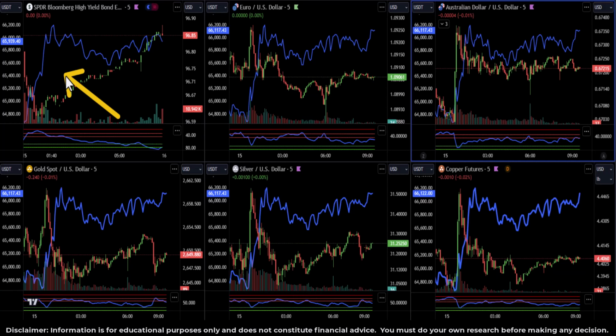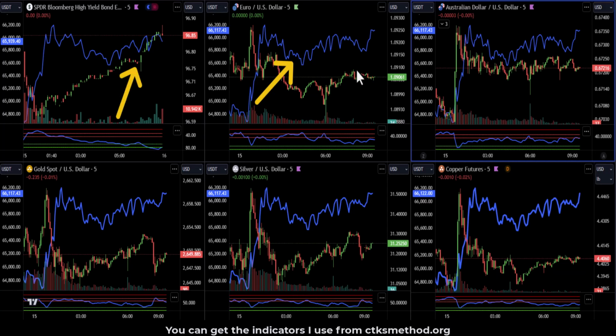Swapping across to row 2, we can see junk bonds, the euro dollar, the Aussie dollar, gold, silver, and copper. And what do we notice here? The upward trajectory in junk bonds. This means that greed is entering the market, and we can also see that Bitcoin is getting the hint.